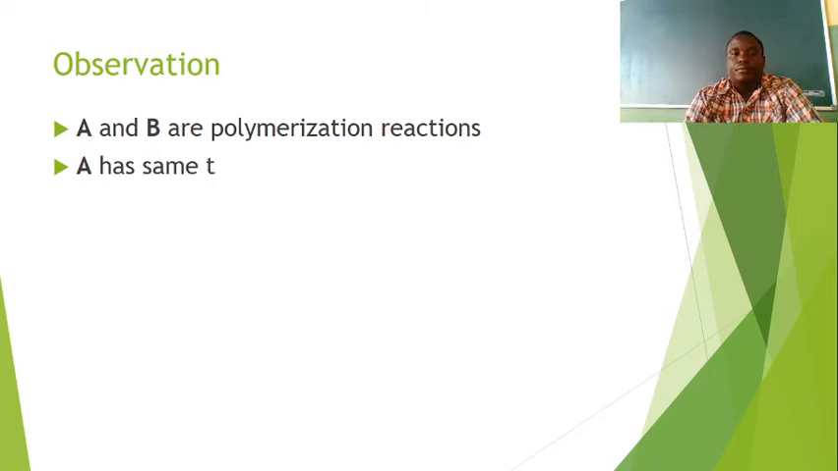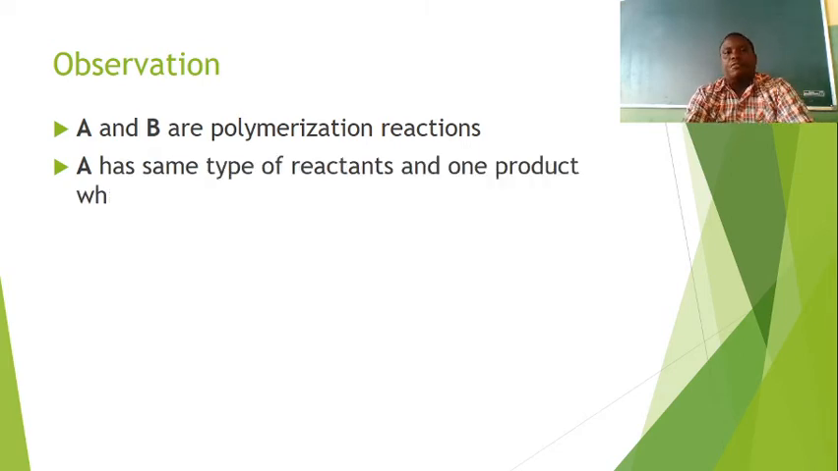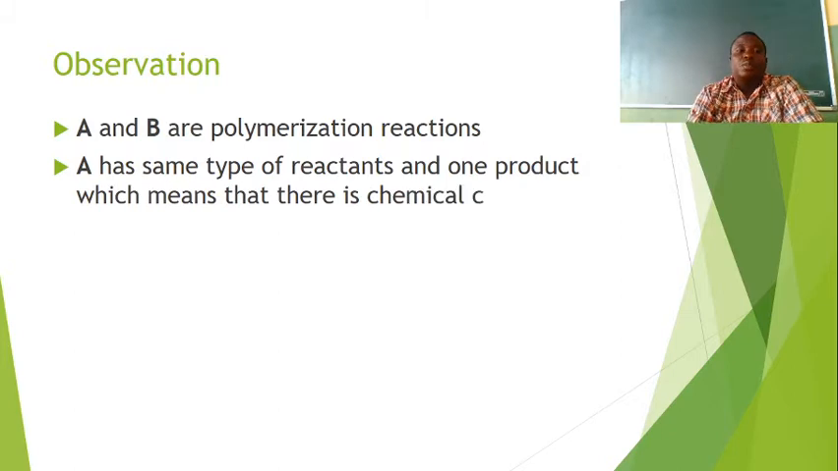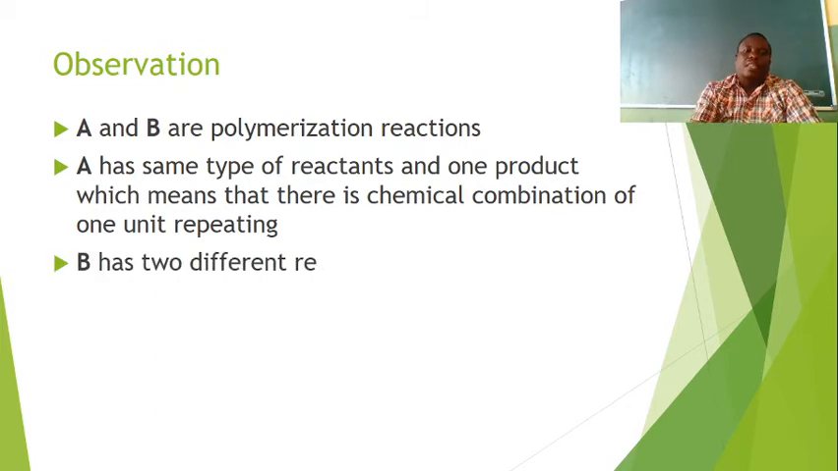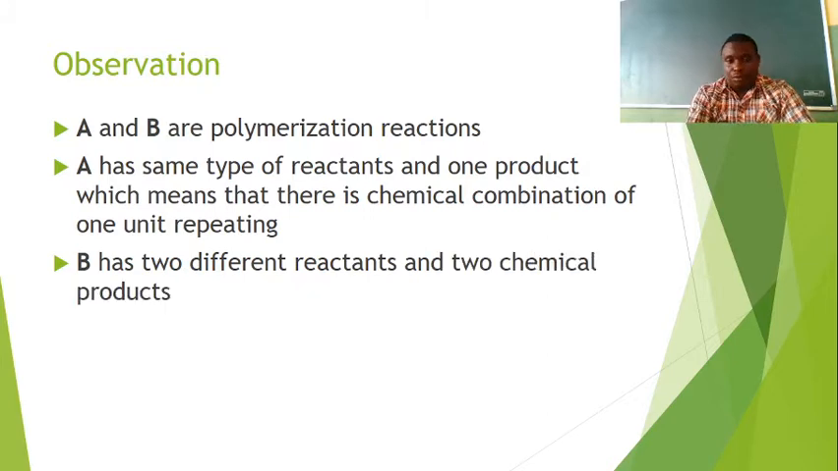So let us move. A has the same type of reactants and one product, which means that there is a chemical combination of one unit repeating. Here we have similar monomers. Remember that those polymers are called homopolymers, meaning that we have identical monomers. Also B, this should also be observed.